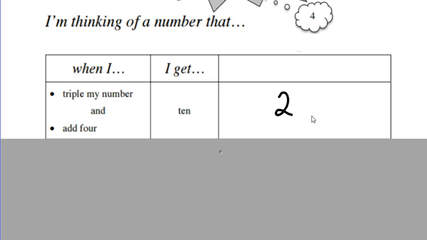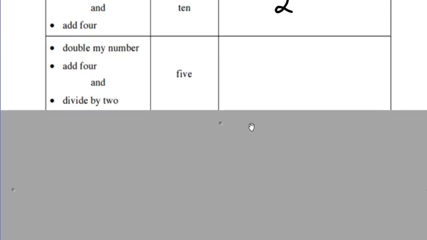Let's do another one. And I need you to think about each of these and try to figure out, okay, how are we getting through this idea? Some of them are quicker than others. So my next one is, when I double my number, add 4, and divide by 2, I get 5. Think about what you're doing to get that 5. I need 5 in the end, but I'm starting with some number. So what are you doing to try to get back to that original number?